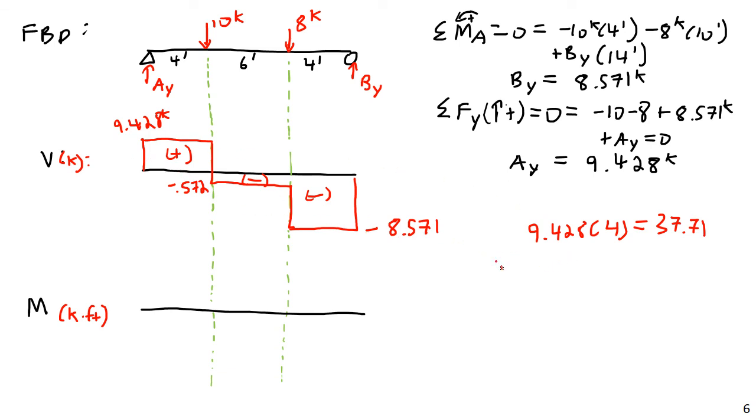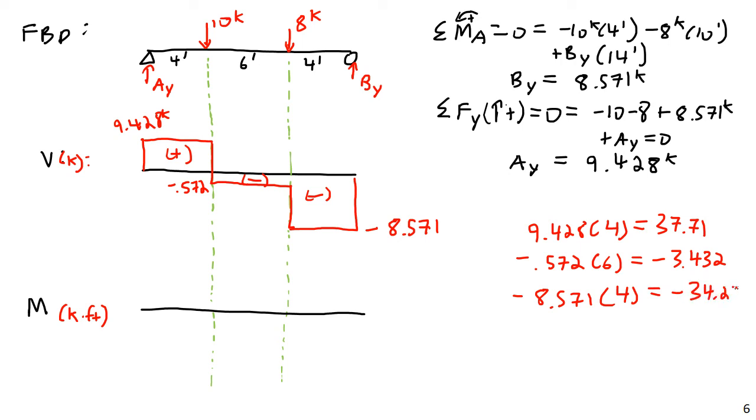For the second region, the area is negative 0.572 times 6, and this is negative 3.432. And all of these would be in kip feet. And then the third region, negative 8.571 times 4, and this is negative 34.28.